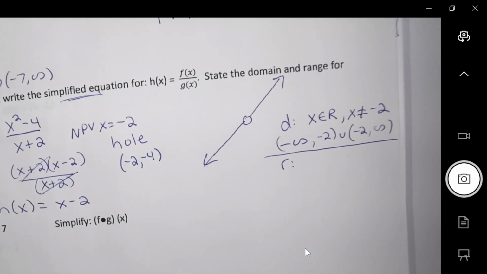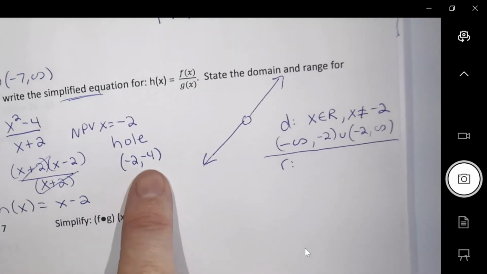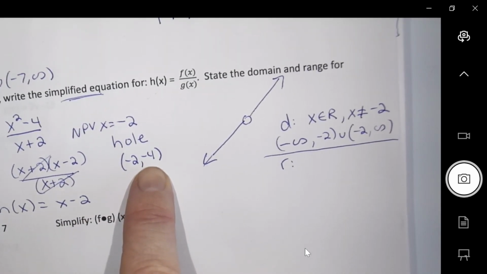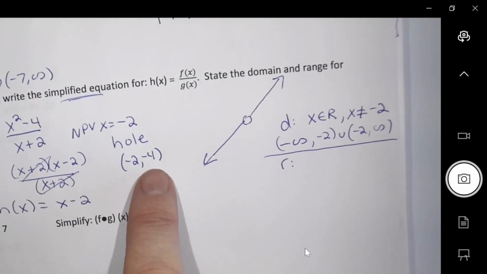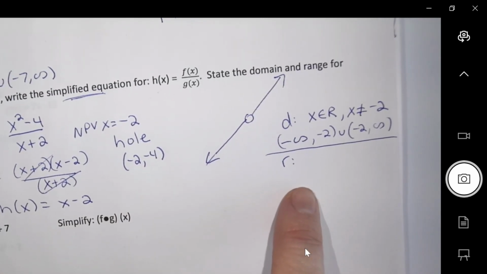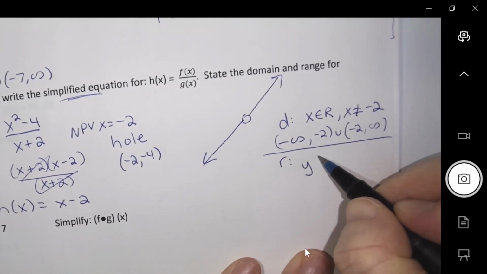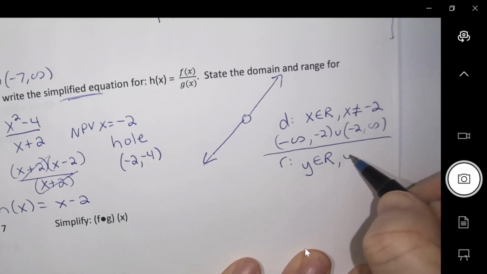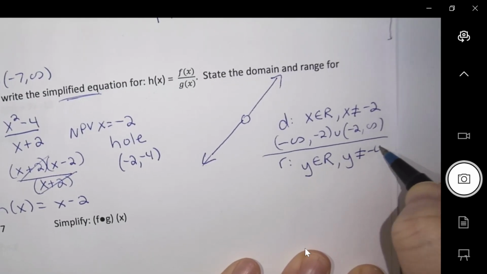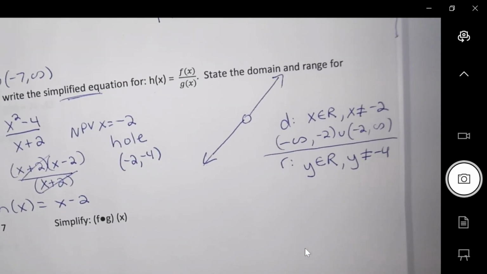And what is the range? Can you write the range the same way? What are you skipping over with the heights? You're going to skip over the height of -4. Can you figure out how to write that the same way? So y can be any real number except -4. You could have written it that way.